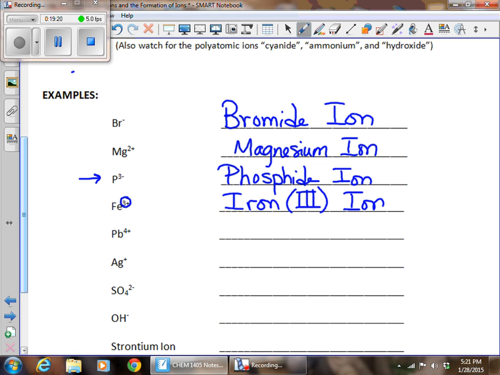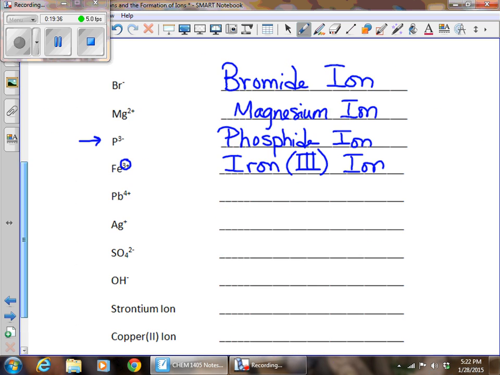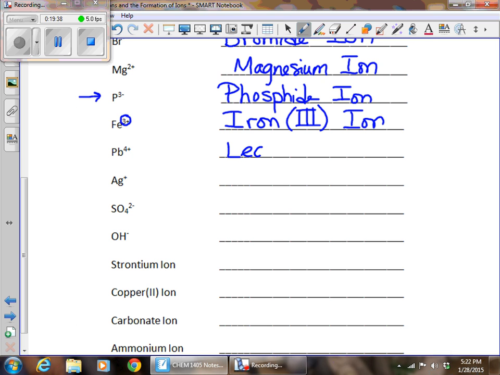Lead, if you look back over here, you'll see that lead is in the sea of unknown charge. It's not one of our islands of known charge, so we're going to have a Roman numeral with that. So going back to lead, we're going to use the numerical part of the charge. IV stands for 4. Remember, if you put a small number before a big number in the Roman numeral system, that means you subtract it. So 1 taken away from 5 is 4. So lead 4 ion.